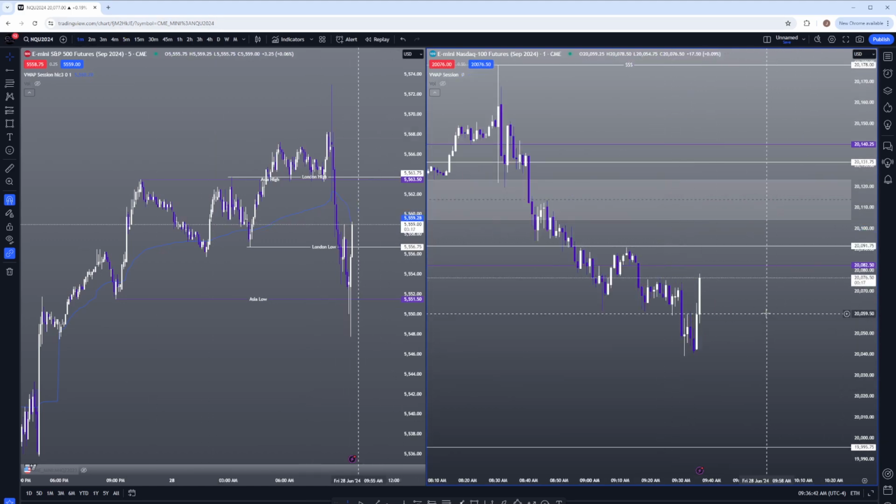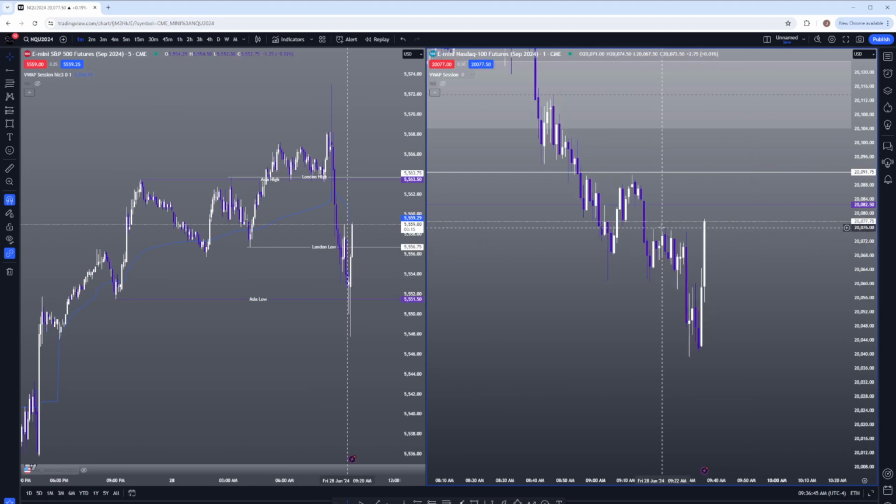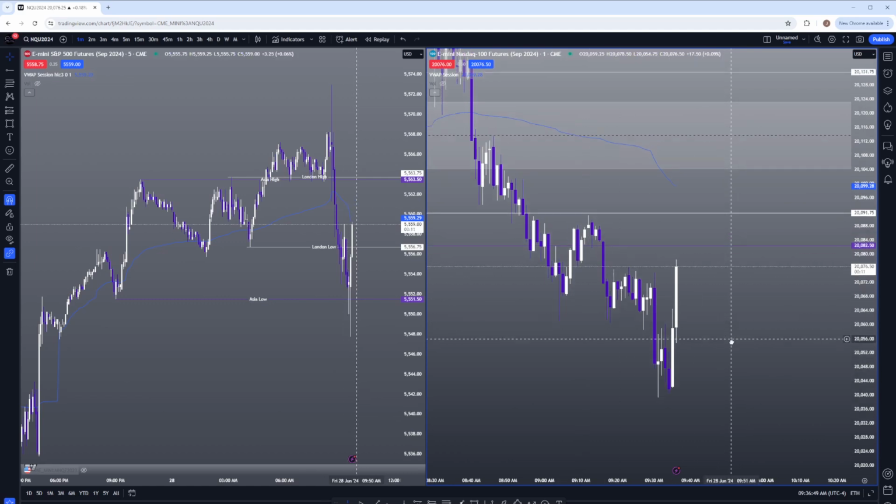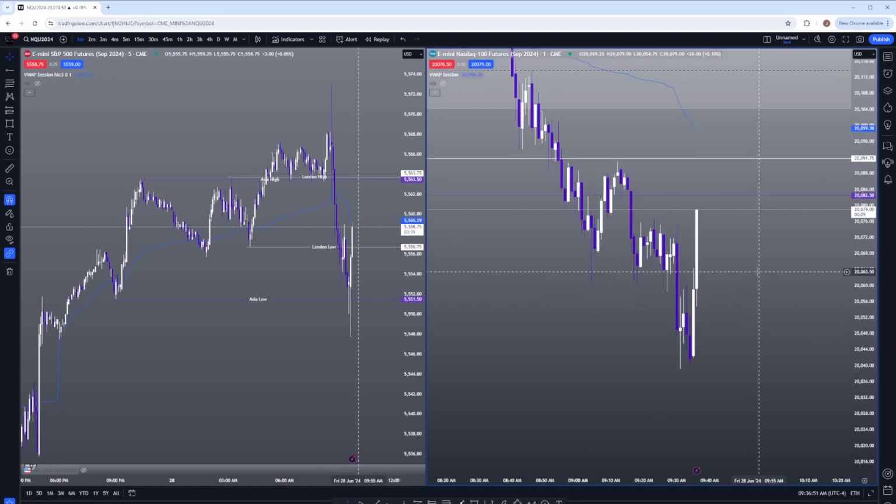So right now we're seeing that initial drop, and then we're seeing us try to break structure back to the upside here, maybe a power of 3. So I'm looking at that as well.